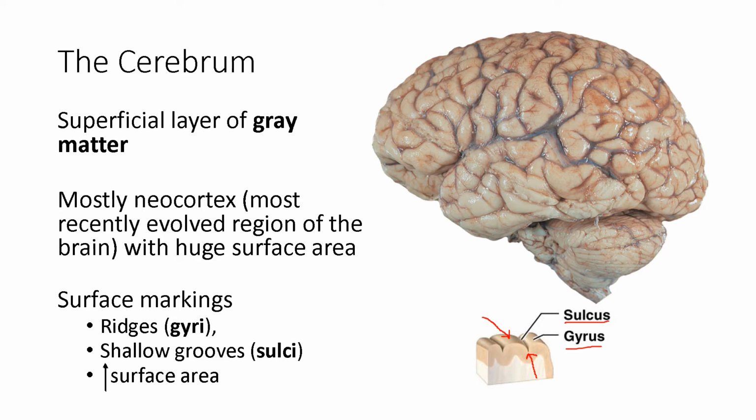So if you take a sheet of paper out from your notebook and you hold it out flat, you see how much space that takes up? Now crumple the notebook paper in your hand and look at how small all of that surface area becomes. That's what the wrinkles do for the brain.